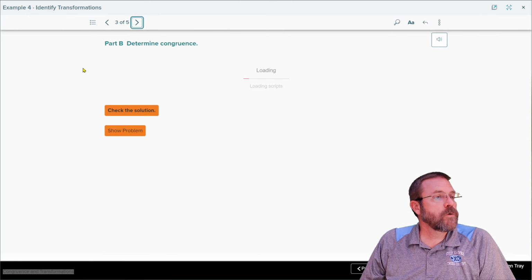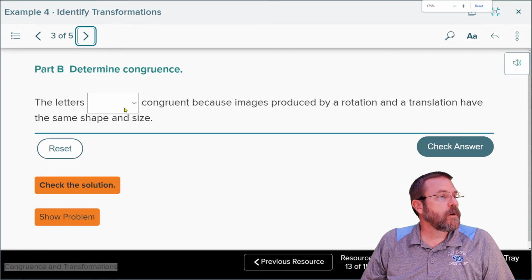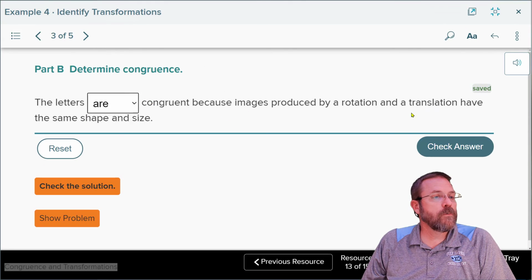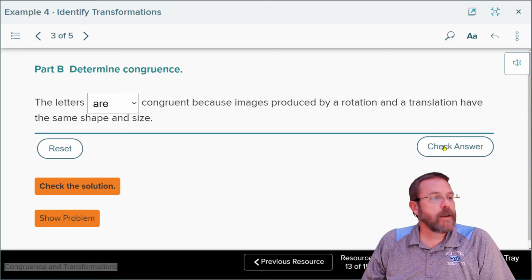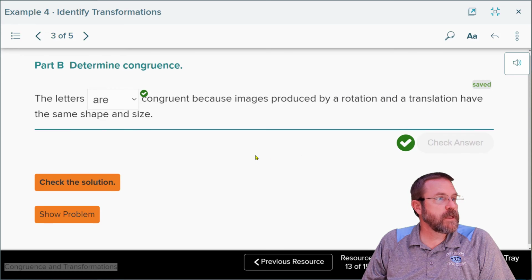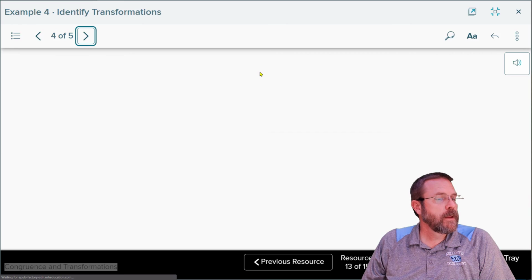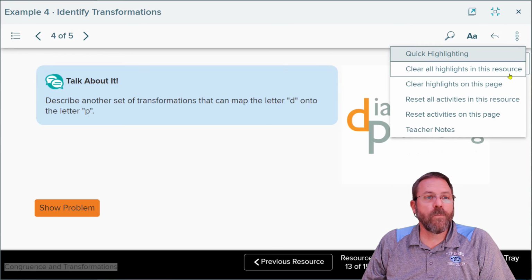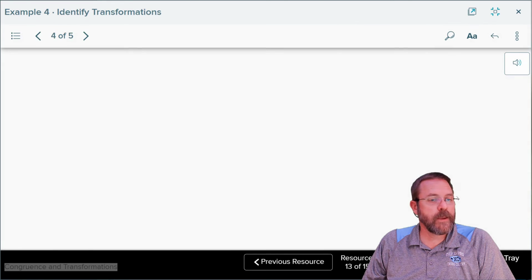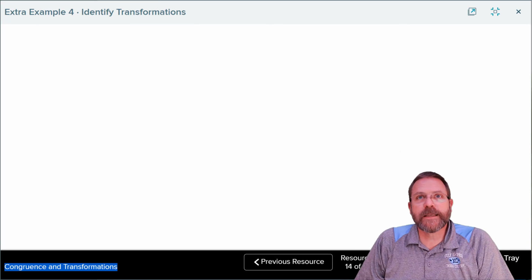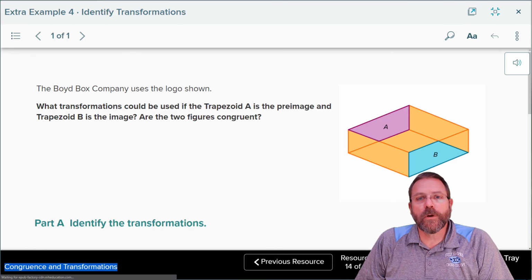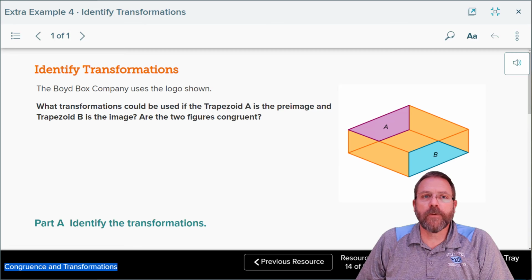From there, we can determine the congruence. And determining congruence, it says letters are congruent because their images are produced by a rotation and a translation. The shape is the same size. All there is to it. Don't think there's going to be anything here? Nope, nothing at all. Reset that. And now it is your last extra example. Go ahead and work this one on your own. See if you can get the right answers.